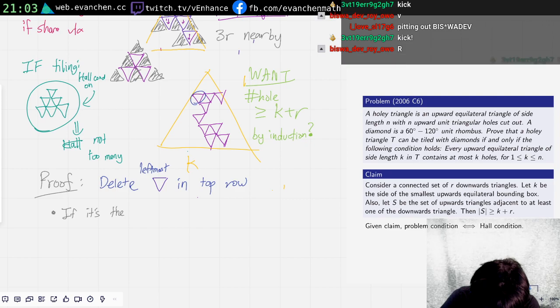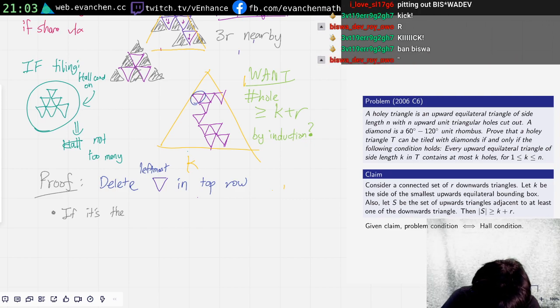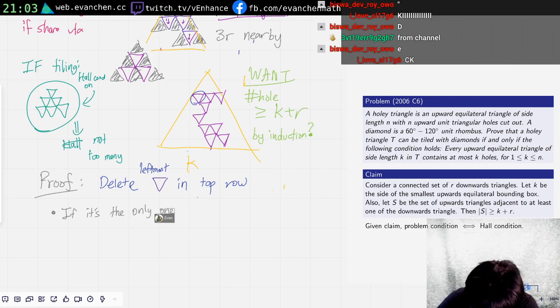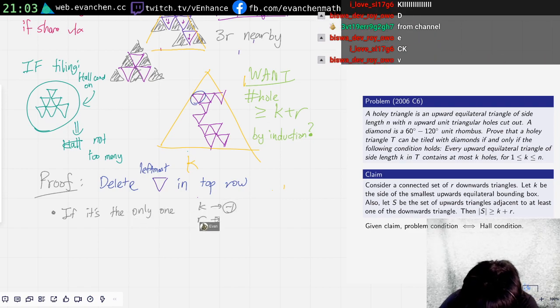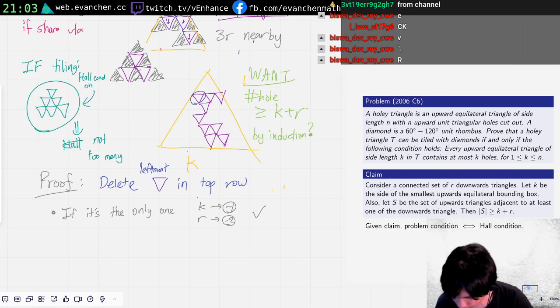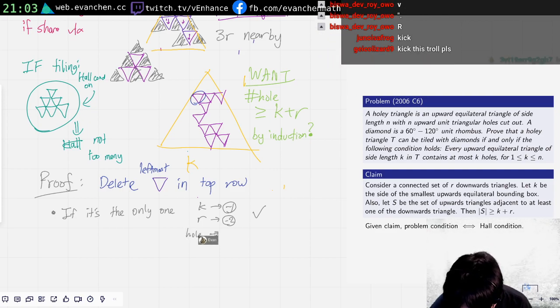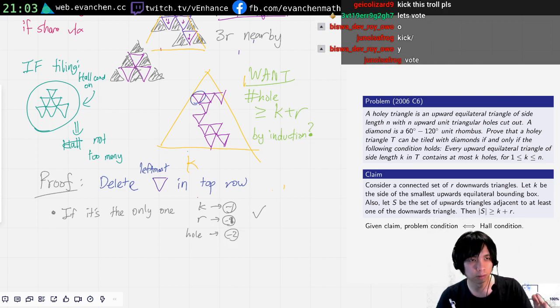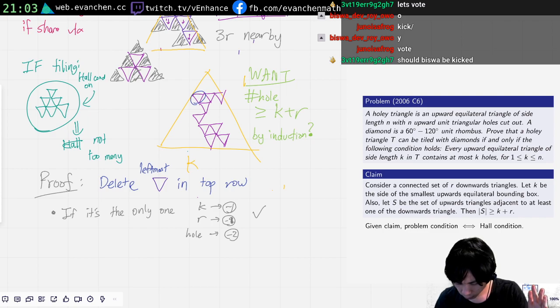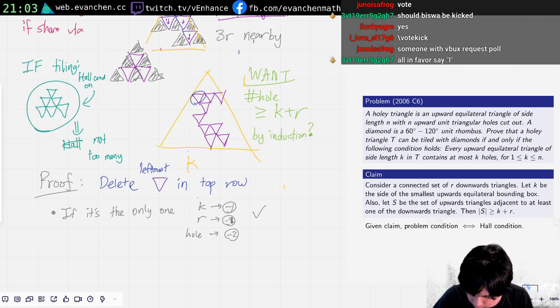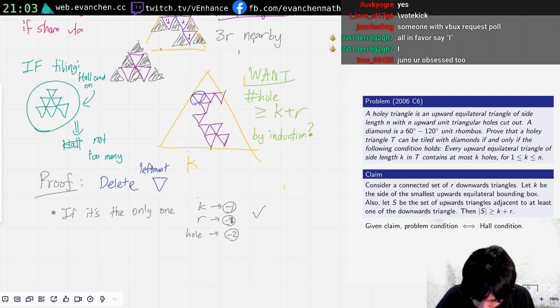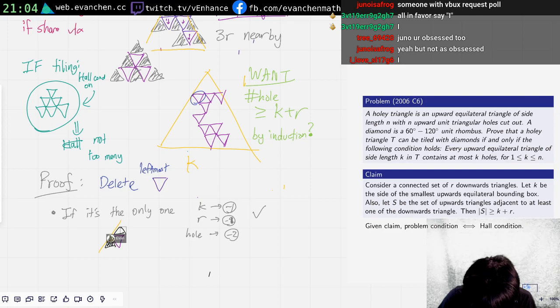And if it's the only one, then K goes down by 1 and R goes down by 1, so you're okay, because you killed this triangle. I should just say leftmost, period. So if it's the only leftmost triangle, like it's the unique one, then the bounding box decreases by 1. Also, you get this triangle back, and you get that triangle back. So those two go away.